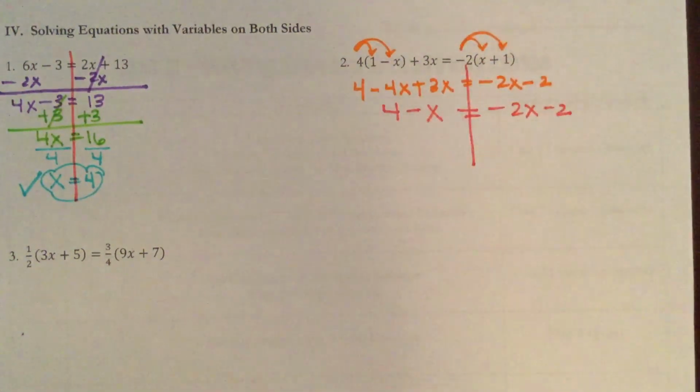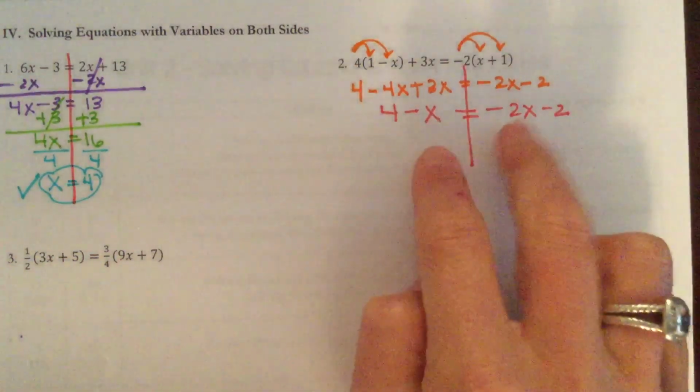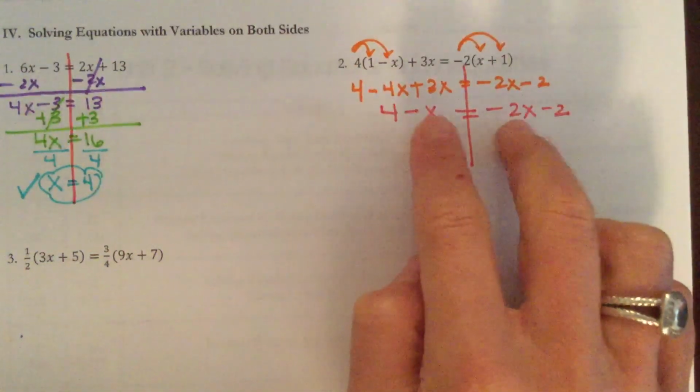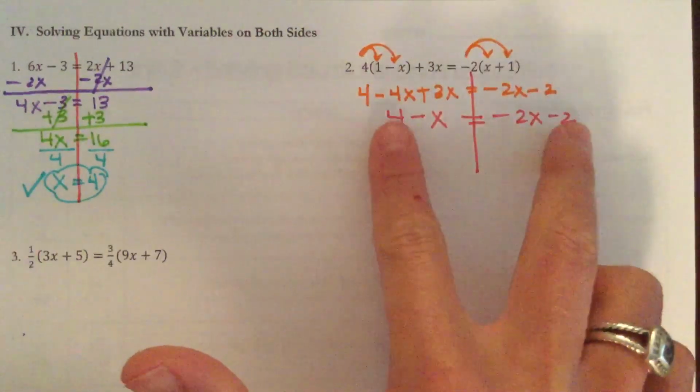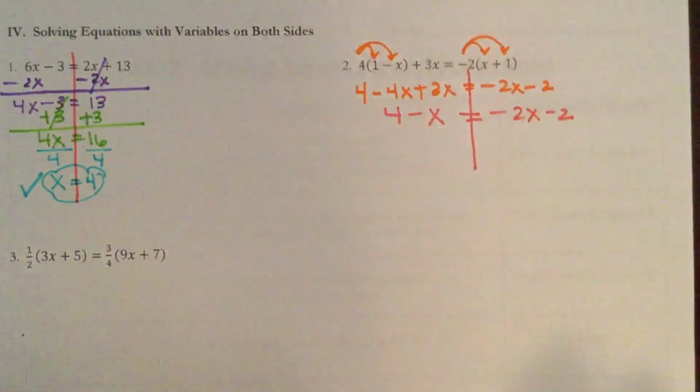Our next step is to add or subtract. Remember, we have some like terms here on either side of the equal sign, and again here on either side of the equal sign that need to be put together.